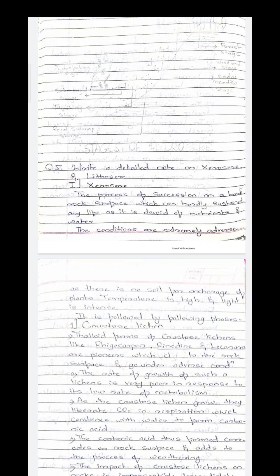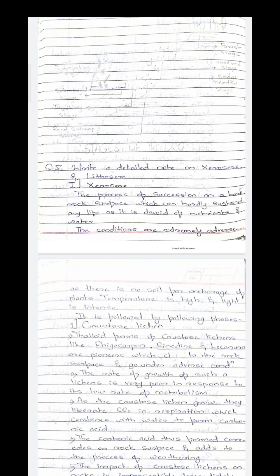So what is succession? Succession is the process of development of a new community in an environmental area. The beginning of the succession can occur at various points. On that basis, we differentiate hydroseres, Xeroseres and lithoseres.